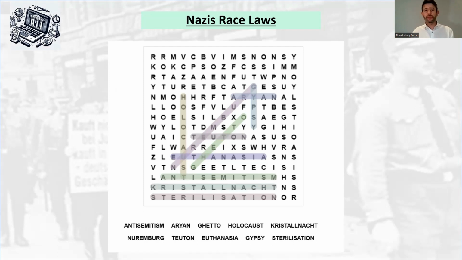And of course, by 1944, the final solution had been decided on. The Wannsee Conference decided on the mechanized murder and genocide of the Jewish population of Europe. And so the Holocaust begins.